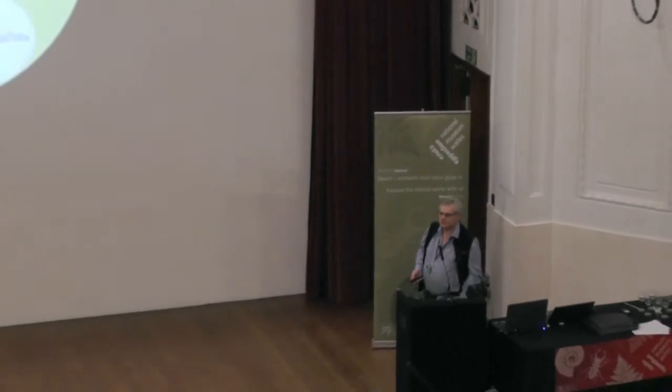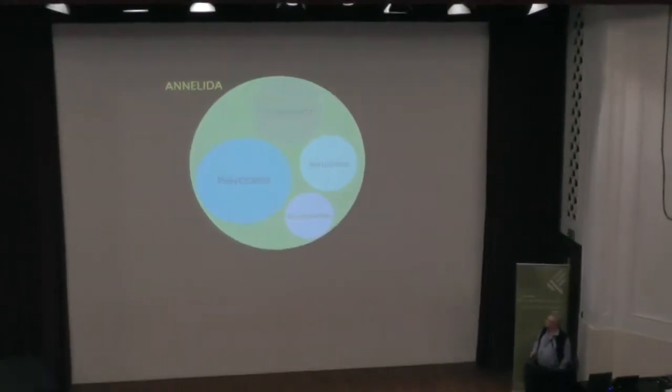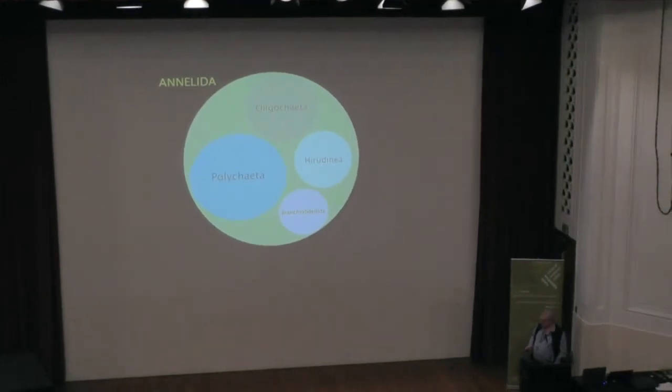Generally, up until a few years ago, you would say that the annelids, the segmented worms, segmented bristle worms, they've got bristles, would be divided up into different classes. You would have oligochaetes, leeches, hirudinea, a small group of leech-like organisms, and then the largest group would be the polychaetes, the marine worms.